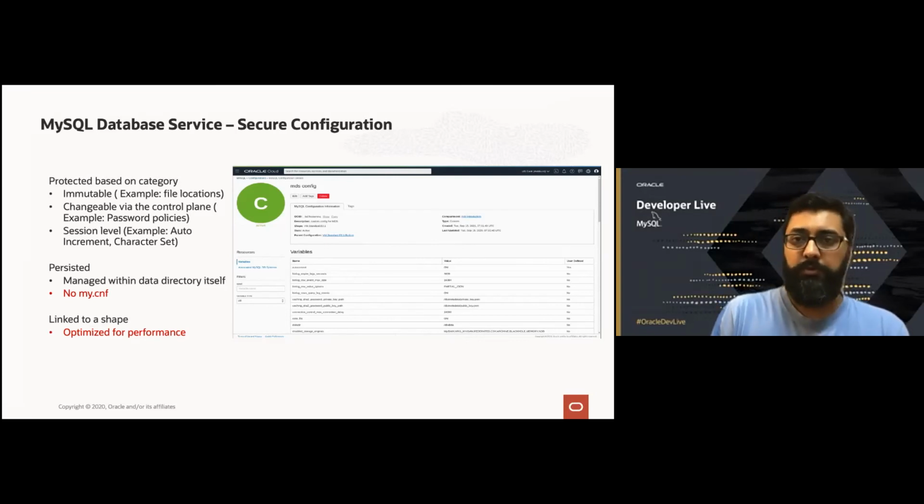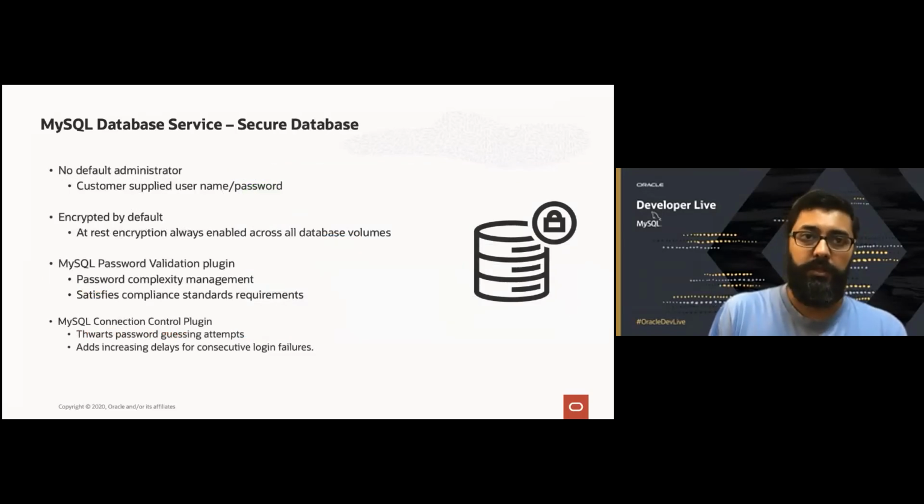The global configuration of all variables is persisted, which means that they are stored within the data directory itself. And by that virtue, they are as secure as your data itself. There are no separate configuration files like my.cnf which are used with MDS. We heavily rely on persisted variables. Further, depending on various shapes that are available on MDS, certain variables are tuned to give you the best possible performance. An example of this is InnoDB's buffer pool size, whose setting is driven by memory available on any given shape. Now, moving on to the third part of the security triad, and that is the secure database.